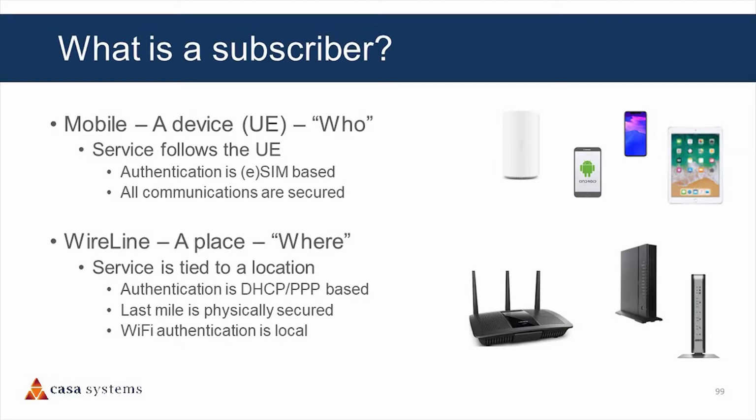On top of that, authentication is done differently. We authenticate all our mobile devices by their SIM. But all of our laptops, Wi-Fi devices, these devices don't have SIM. They're identified by usually a simple thing, like a DHCP request or a PPPoE authentication. So there's an entirely different perspective here on how subscribers are managed between 5G and wireline.